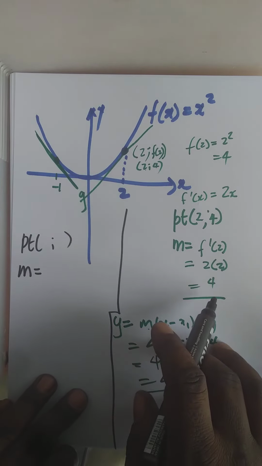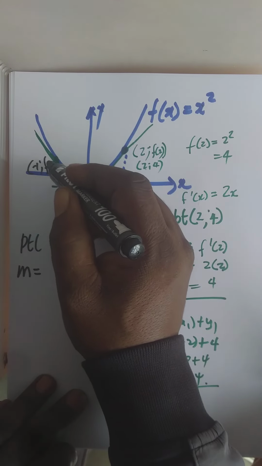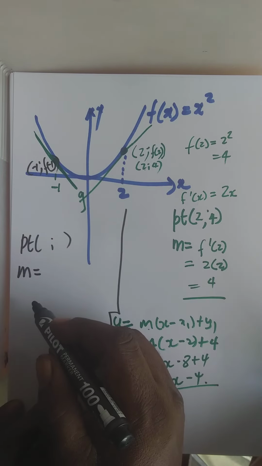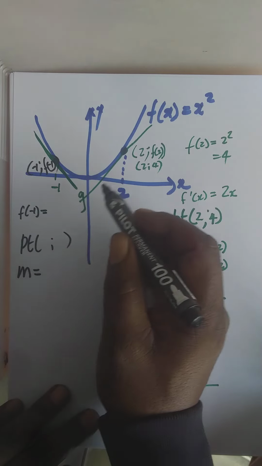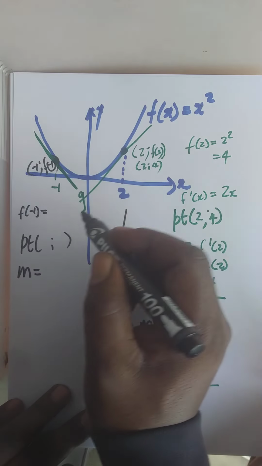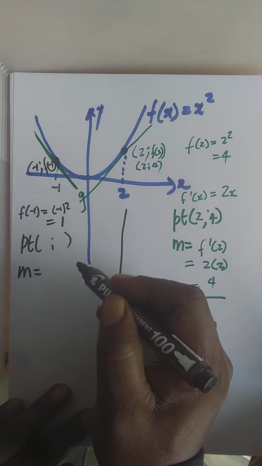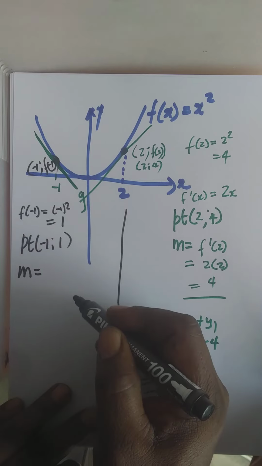What is the point? I know that x is -1, so what is y? y is f at -1. So what is f at -1? Since the curve is f at x equal to x squared, f at -1 will be -1 squared, which is equal to 1. Therefore, x is -1, y is 1.